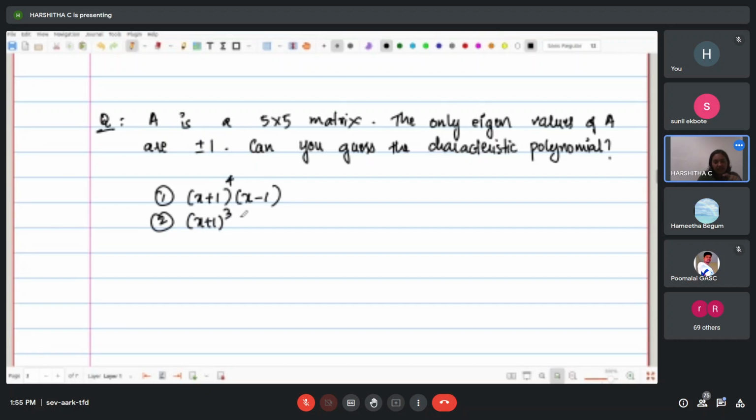X plus 1 cube, and so on. So these are the only 4 possible characteristic polynomials.